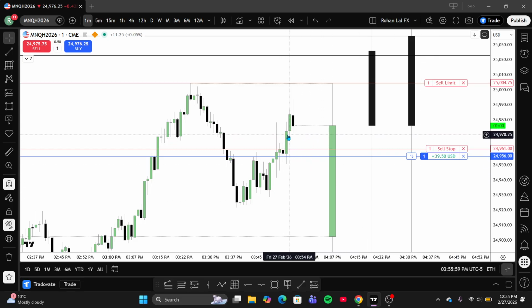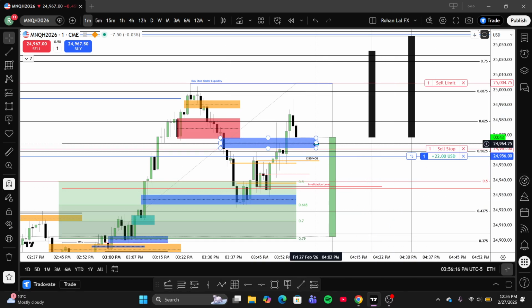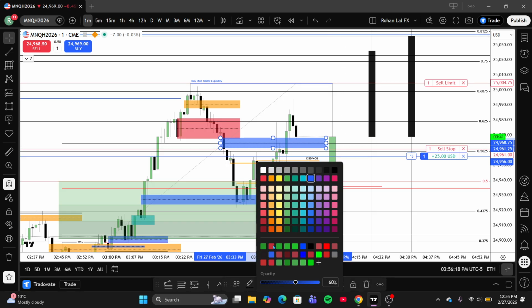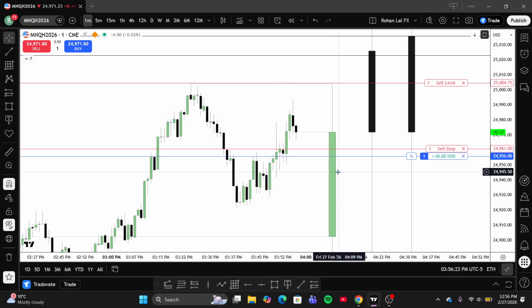I want to see this fair value gap hold. This is why I place my stop below. Let's see. I don't like this closure. We did trade above this FVG, which I want to see act as support. Looks like we're going to get stopped out on the remaining position, which is completely fine.